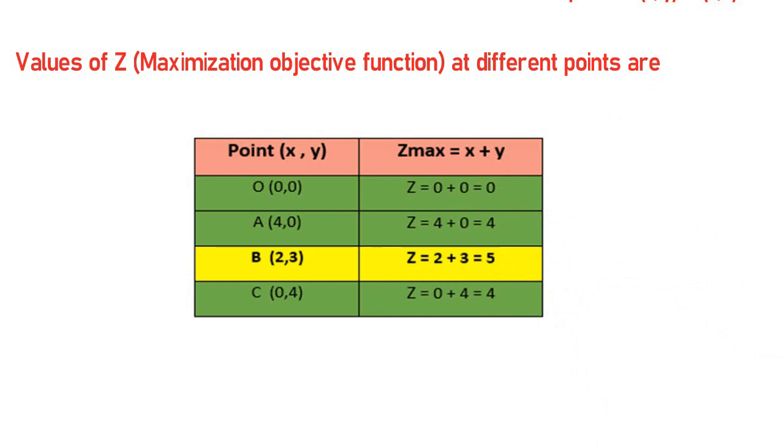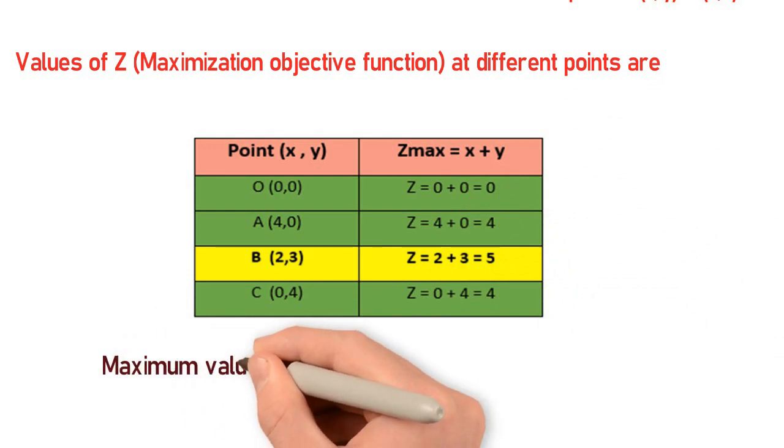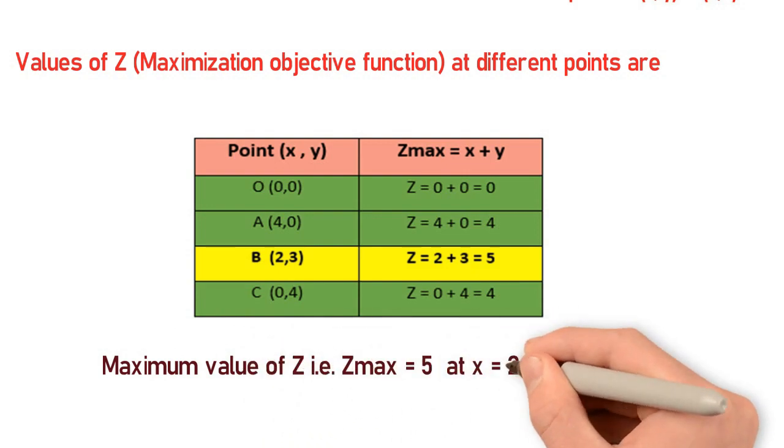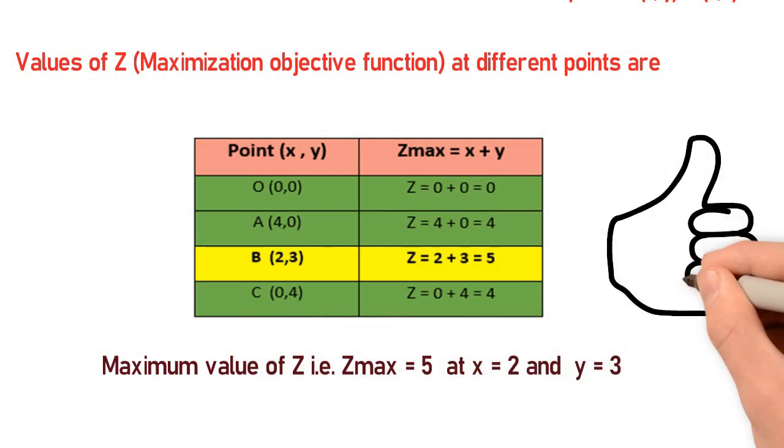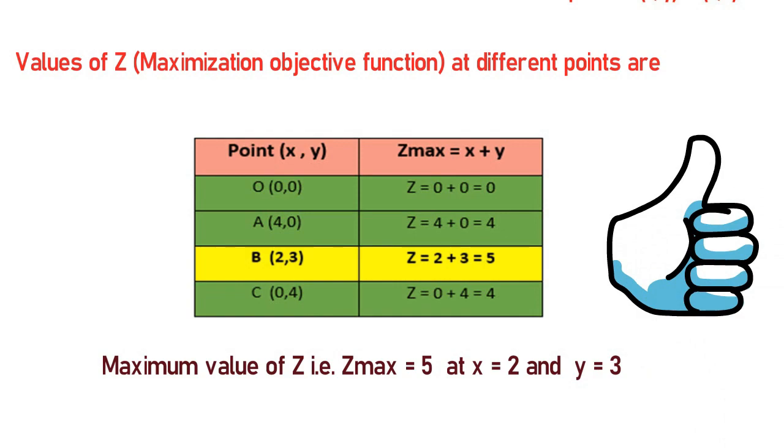Similarly, we have to calculate the value of z by using the coordinates of points B and C. As our objective function is of maximization, we have to select the maximum value of z. Here the maximum value of z, that is z max, is equal to 5 at point B with x equal to 2 and y equal to 3.